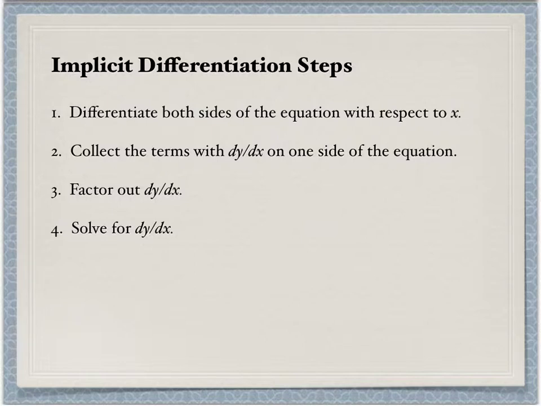Alright, here's our steps for implicit differentiation. Good to write these down. This is pretty standard fare for most of these types of differentiation problems. Number 1, differentiate both sides of the equation with respect to x. We just did that in our previous little example. Number 2, collect the terms with dy over dx on one side of the equation. So in other words, it's possible we might get more than one of these terms that has a dy over dx. We want to get all those on the same side. Then we'll factor out this dy over dx, and finally solve for this. And we'll see how that works, certainly in some examples on this video and also in class in the next couple of days.